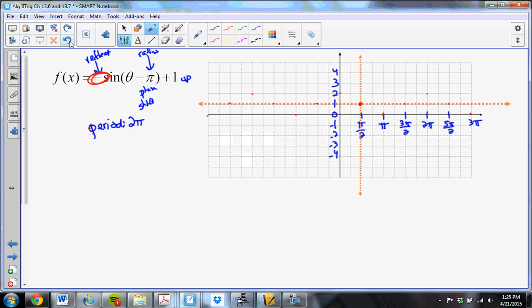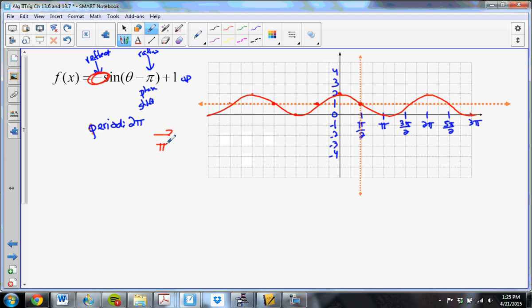I think I can do better. I made these reds, they're kind of tough for me to see. I should have picked a color that's not so orangey. But low, middle, high, middle, low, middle, high, middle, low, middle, high, middle, low. Sure, not bad. Could be better, but it's not bad. So everything was moved to the right pi units.